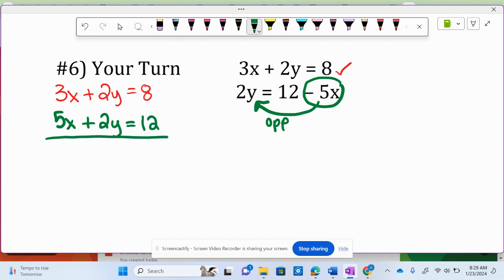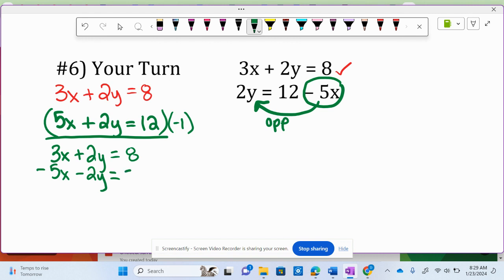One of these equations needs to get multiplied so I have opposite coefficients. Which one do you want to change? The bottom one. Okay. So I'm going to multiply this whole thing by negative 1. Top equation stays the same: 3x plus 2y equals 8. A negative times 5x gives me a negative 5x. A negative times 2y gives me a negative 2y. And a negative times 12 gives me negative 12. Positive 3 and negative 5 give me negative 2x. Negative 2x equals negative 4.